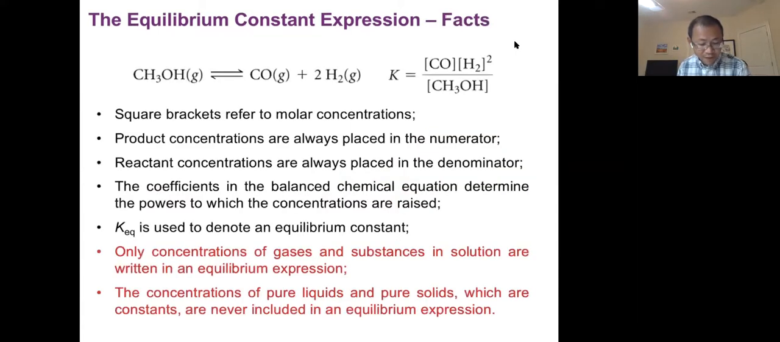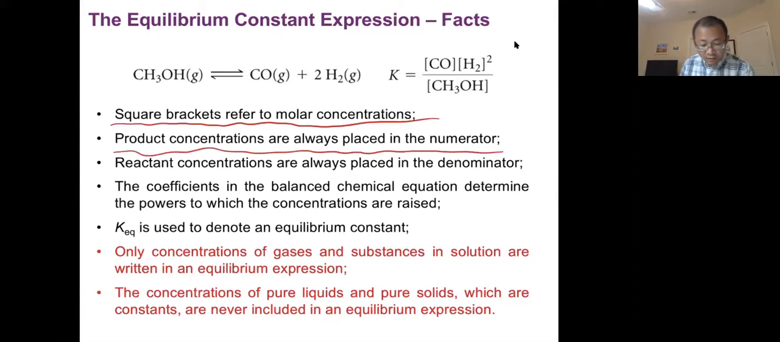Okay, here are a few facts. The first few we talked about already. Square brackets refer to concentration. Product is called the numerator, meaning on top. I have a hard time distinguishing the numerator and denominator. Okay, I only remember which one is top and which is bottom. Sorry. Product on top is called the numerator. Reactant on the bottom is called the denominator.